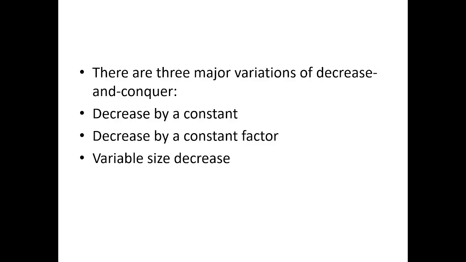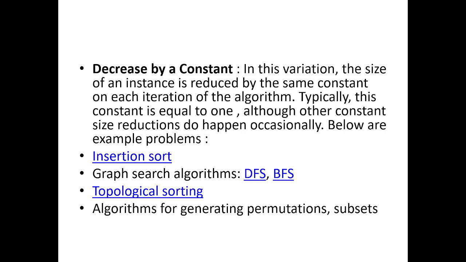There are three major variations we can face in decrease and conquer. The first is decrease by a constant, the second is decrease by a constant factor, and the third is variable size decrease. Decrease by a constant means the size of the instance is reduced by the same constant on each iteration of the algorithm. Typically, this constant is equal to 1. Examples are insertion sort, graph algorithms such as breadth first search and depth first search, topological sorting, and algorithms for generating permutations and subsets.